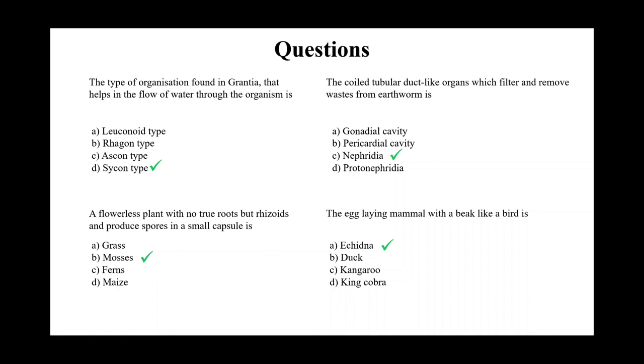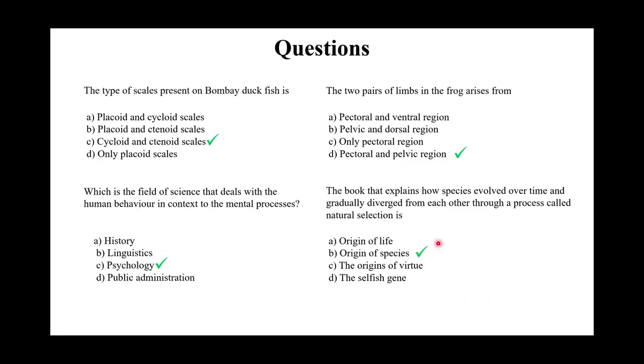So I'll start with this. Darwin is analogous to Origin of Species, and it says natural selection, so it is about Darwin. So this was easier. And then you go to the frog. Now you remember where these limbs are located in the body of the frog. It is the place where they have arisen from.